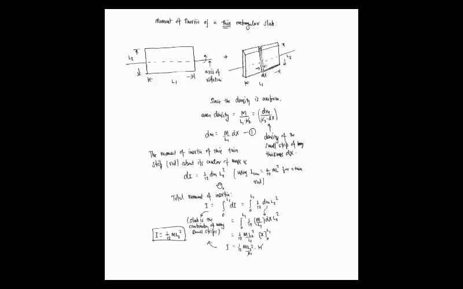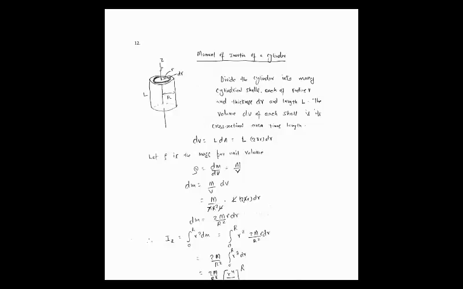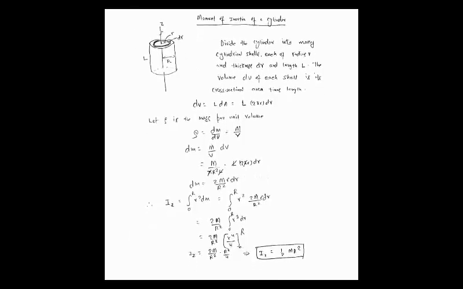So then the total moment of inertia is integrating this quantity from 0 to L1, and finally you will end up with something like 1/12 m L2 square. Okay, that's the moment of inertia of a thin rectangular plate. So similarly, with a very similar concept, you can calculate the moment of inertia of a solid cylinder.